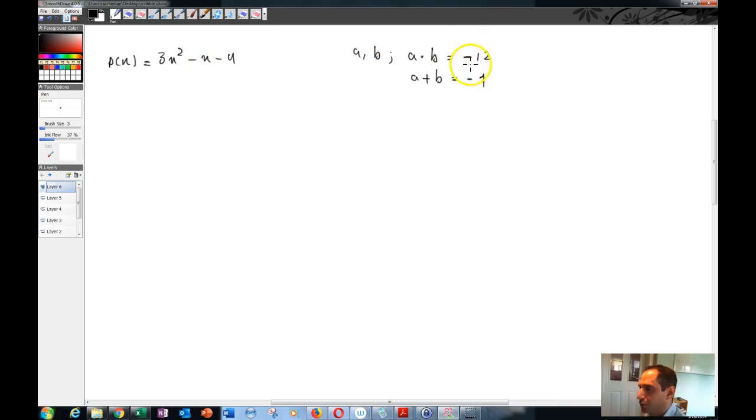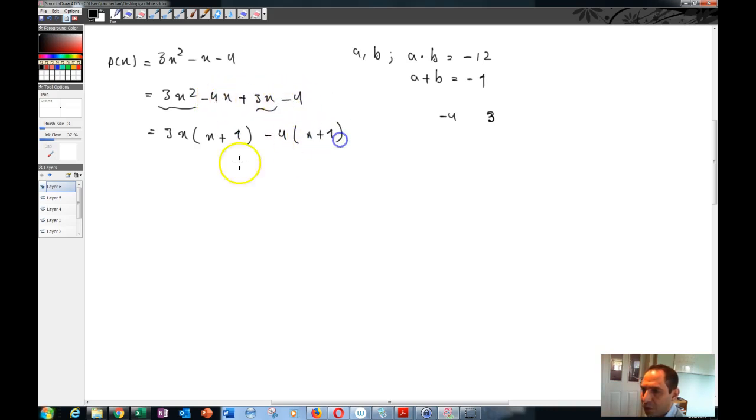So 4 and 3, I suppose, negative 4 and positive 3. So it's equal to 3x squared minus 4x plus 3x minus 4, and then I take a 3x out of these two together, x plus 1, and take a negative 4 out between these two, x plus 1, and then this is equal to 3x minus 4 times x plus 1.